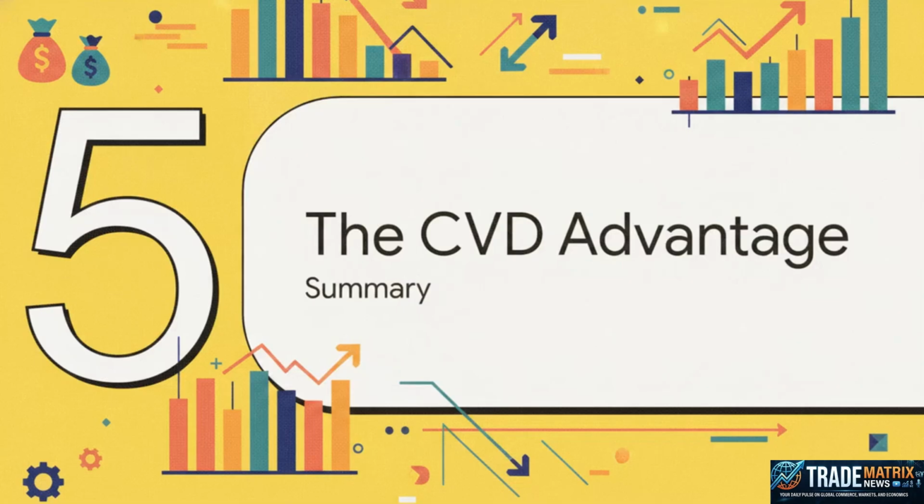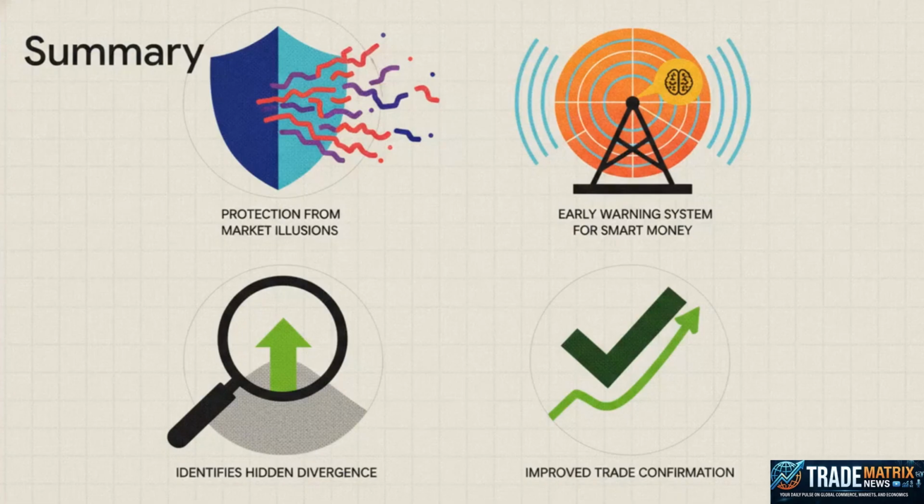Section 5. The CVD Advantage. Let's rapidly recap why this tool is completely non-negotiable for your daily market analysis. Cumulative Volume Delta shields you from those market illusions by revealing the actual buying and selling pressure. It is your early warning radar. It detects smart money activity and those institutional liquidity hunts way before they fully play out. By spotting hidden divergences, you're catching reversals forming beneath the surface of the price action. Ultimately, it dramatically improves your trade confirmation, giving you the total confidence that when you enter a trade, the actual flow of aggressive money is right there backing you up.